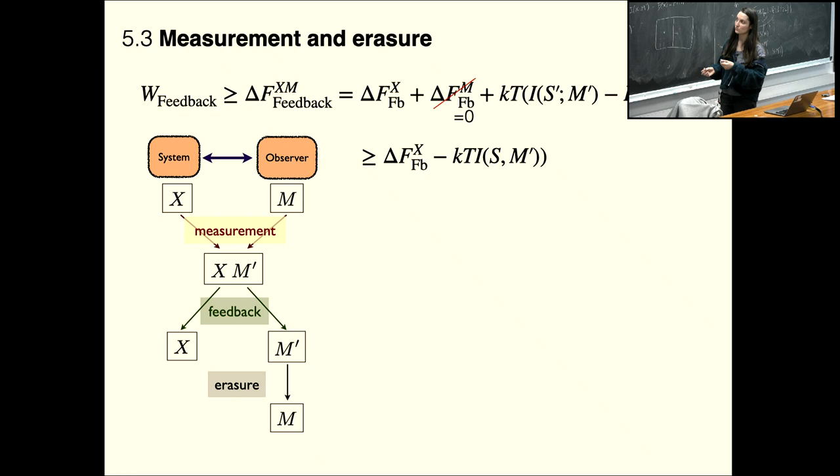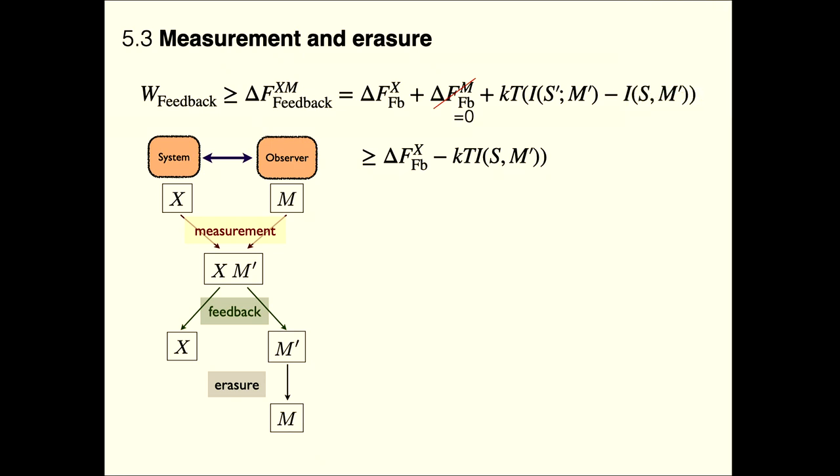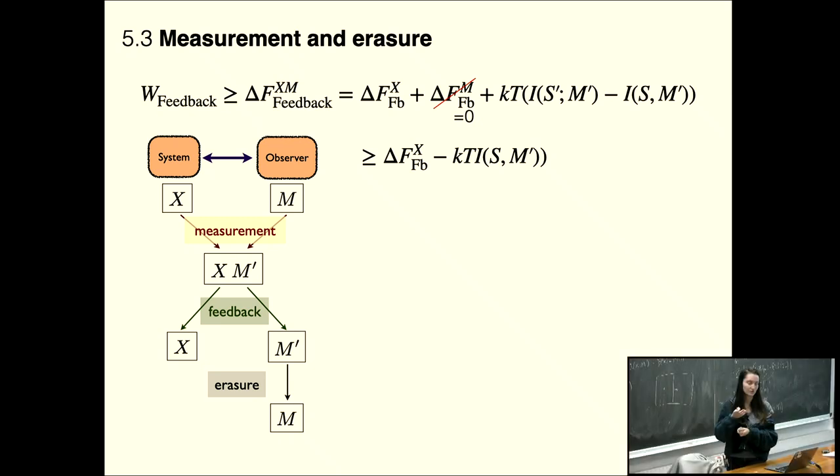In the next slide, what I can write is that I can apply the second law only to the feedback step. So I will have that the work that I have to do on my system has to be greater than the change of free energy during the feedback. And this will be equal to the change of free energy of the system itself. So this is what you are saying also. The change of free energy of the memory is going to be zero. And I have this quantity there.